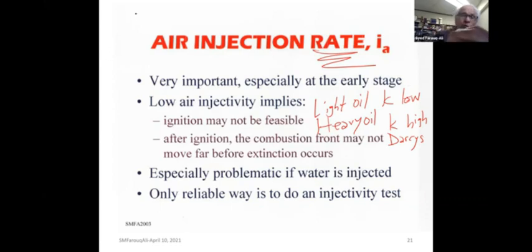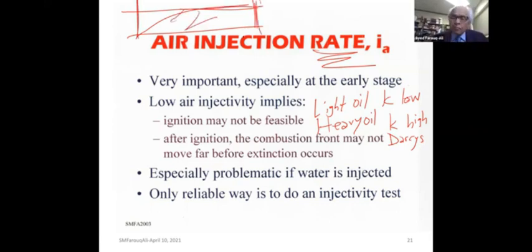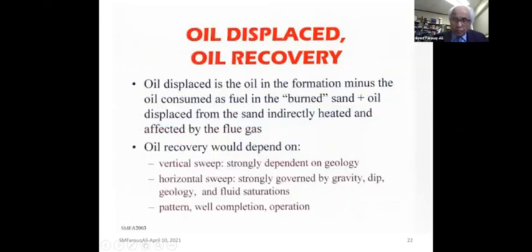The air can go, if this is a reservoir, all the air can go to the top and break through in the producing well. This is an injection well, this is a producing well, and the air can come right to the well and leave all this oil behind. I've seen this so many times. So you can say combustion is a complex process, but we have learned an awful lot, so we can manage it. How much oil is displaced?